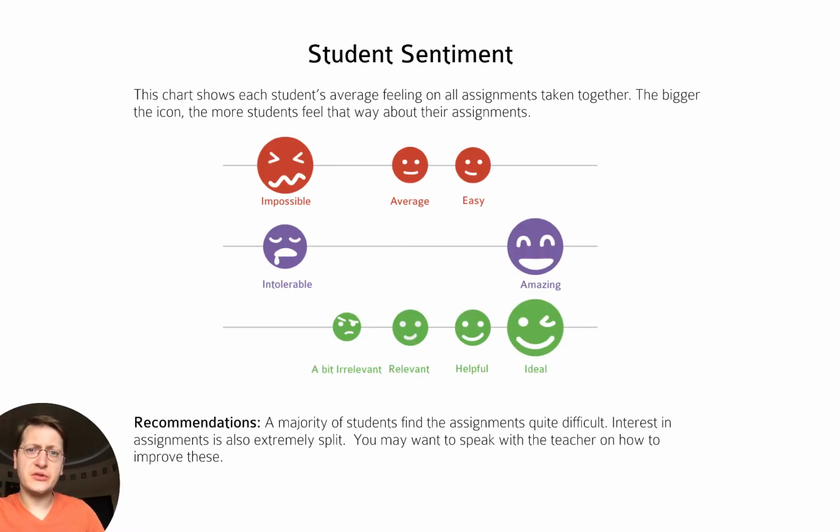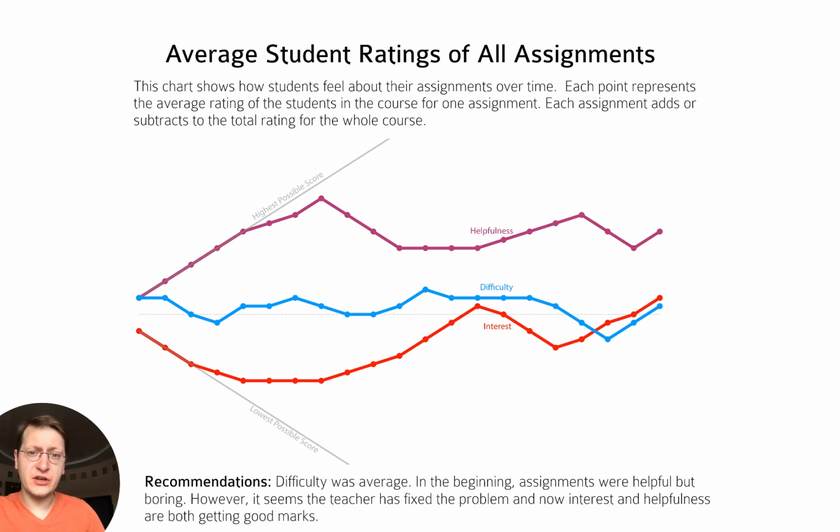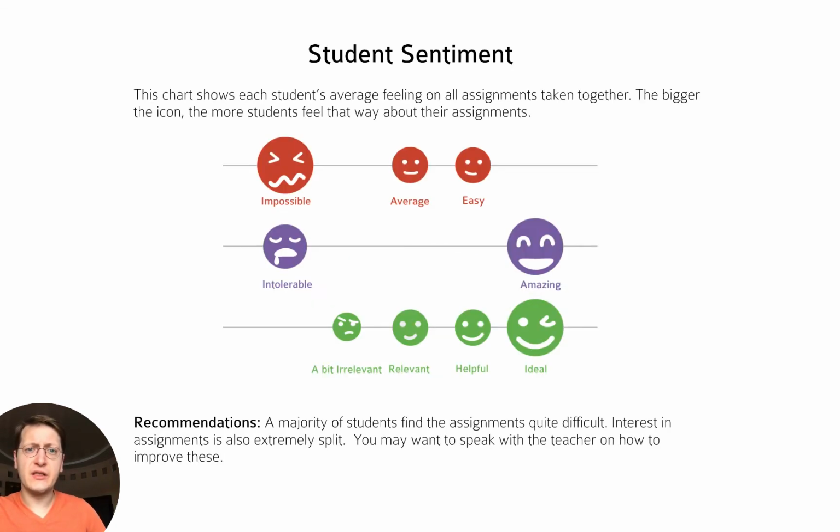This chart shows each student's average feeling on all assignments taken together. The bigger the icon, the more students feel that way about their assignments. This is different from the previous chart in that that chart just shows the overall net plus or minus of each assignment on all the other assignments. This one shows exactly what ratings are most common.